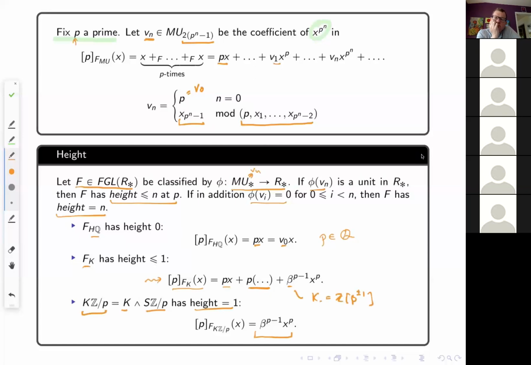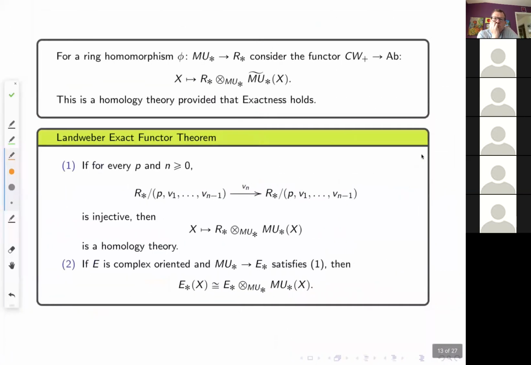All right, so these are examples. I'm not going to do MU, because it has height less than or equal to infinity, right? There's not going to be any units, because they're all congruent to x to the p to the n because of this part. All right, so that's the height.